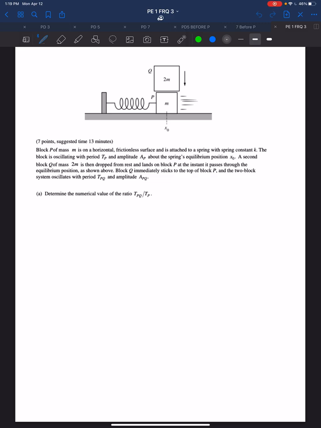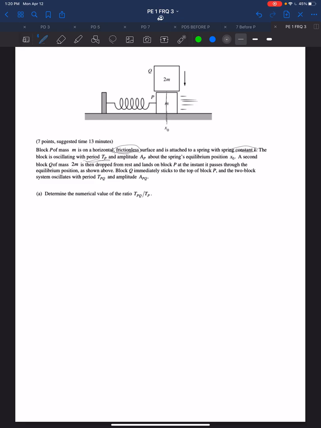This question, the difficulties people had with it seemed largely to be about algebra. So let's look at it a little more closely together. We have our spring attached to M. We're told it's a frictionless surface, spring constant K. So no matter what happens, the spring constant is going to be K.